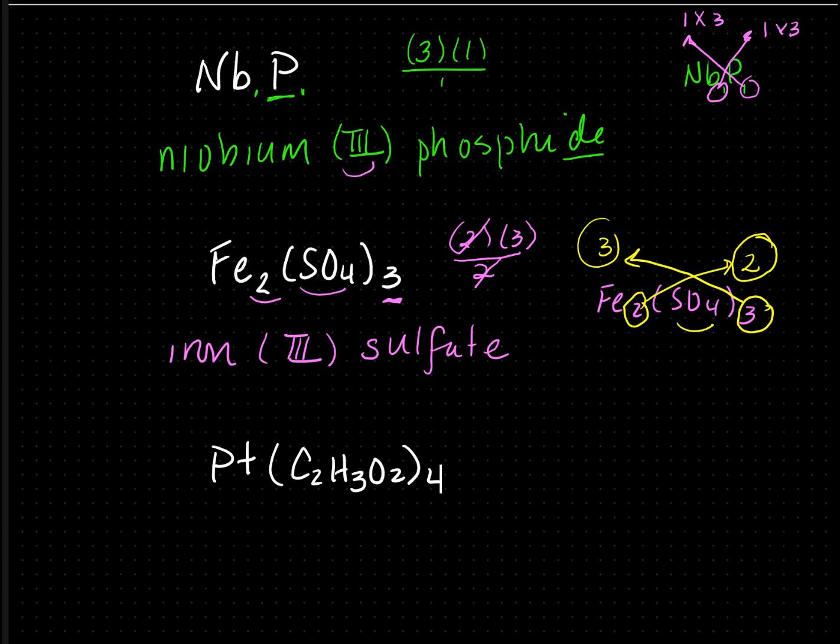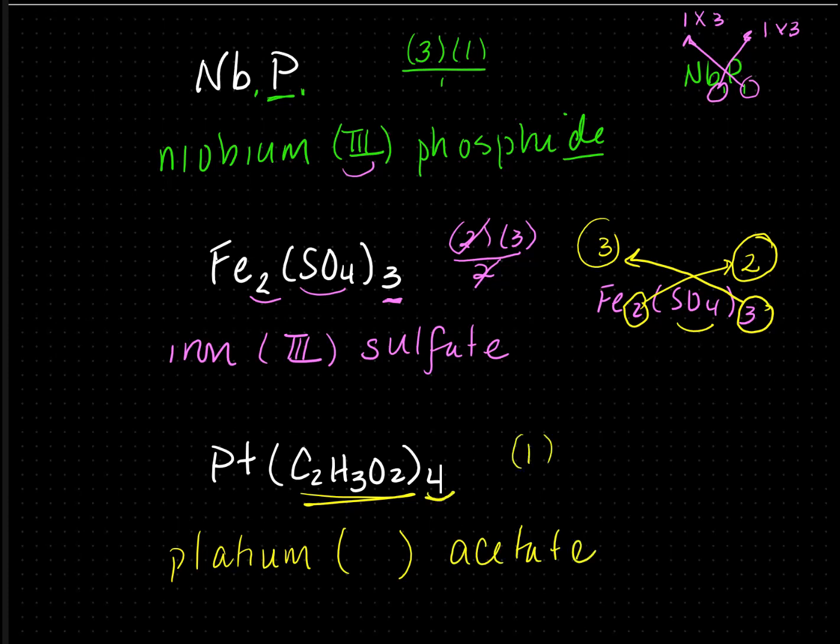Pt(C2H3O2)4. Pt is platinum. I need parentheses because it's a transition metal. This is a polyatomic, acetate. The charge of acetate is 1. There are 4 acetate. Remember, outside the parentheses of a polyatomic tells you the number of polyatomics present. So in this case, there is 4. There is 1 platinum. So the charge is 4, which is IV.